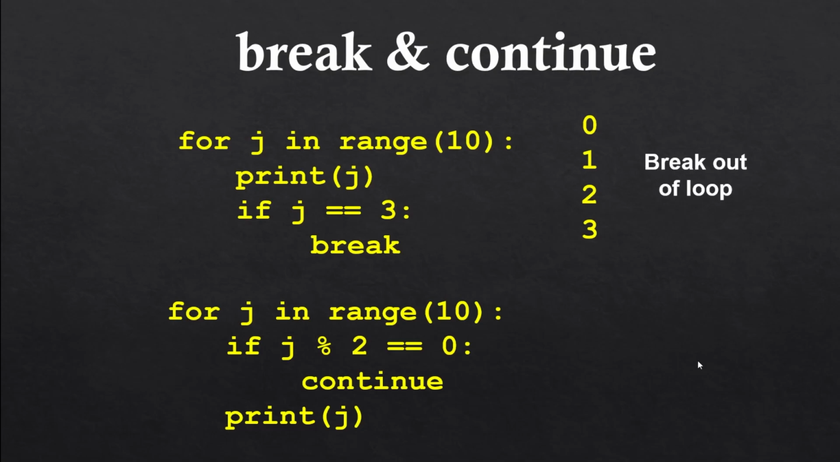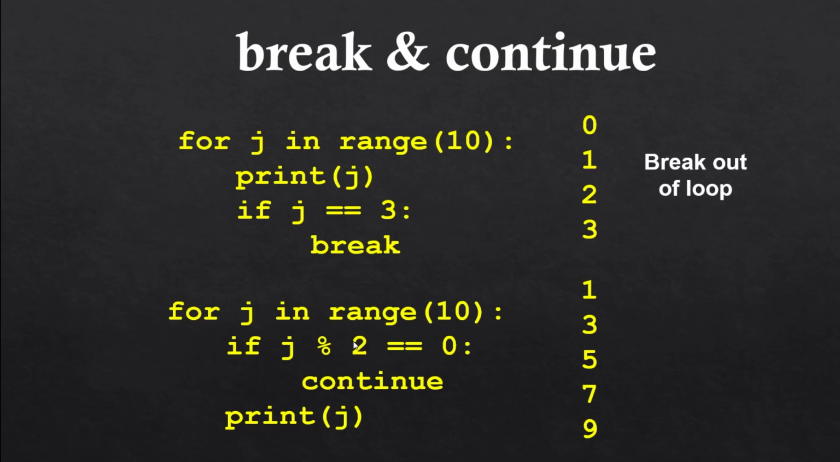Remember I start with 0. 0 modulo 2 equals 0? Yes, it is, so it will continue. That means it will not come to this line, it will not print 0. Now j goes to 1. Is 1 modulo 2 equal to 0? It is not, so it will not get trapped by this. It will print 1. Then 2 is an even number, so it will stop here.